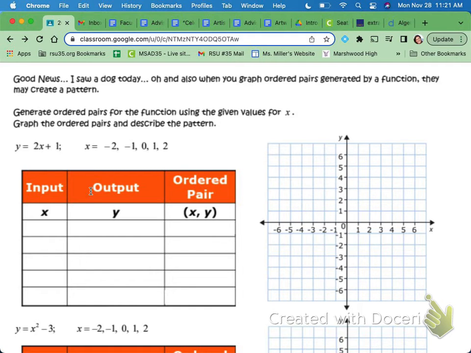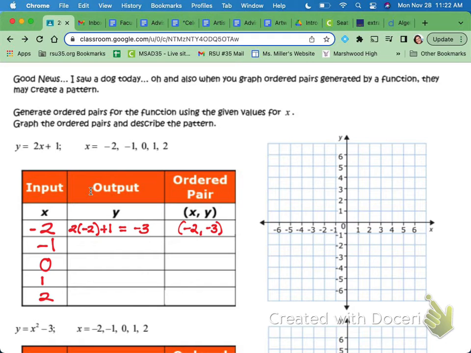So here I have a function rule of y equals 2x plus 1. I have my x inputs of -2. So let's plug in -2 over here. -1, 0, 1, and 2. So now let's do the output. So we're going to do 2 times -2 plus 1. What does that equal? Well, 2 times -2 is -4. -4 plus 1 is -3. So what would be my ordered pair? -2, -3. Perfect.